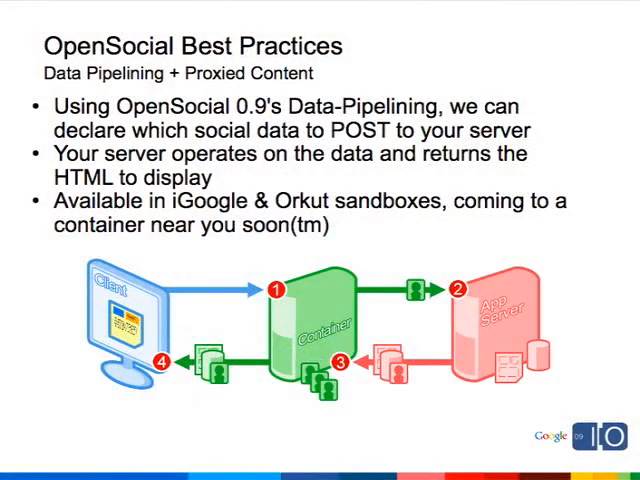One of the really cool new features, one of my favorites from the new 0.9 OpenSocial specification, is proxied content. Proxied content is a way for you to say, I've got a gadget, but the content of it should come directly from my server. I don't want to write it in JavaScript. And one of the big benefits is that it requires a lot less data being posted around and exchanged between all the different parties. So we went from six different actions down to four. Your server generates all the HTML based on the social information that's being posted to it. That's called the data pipelining part of the specification. And there's actually a preview version of it available on the sandboxes from iGoogle and Orkut.